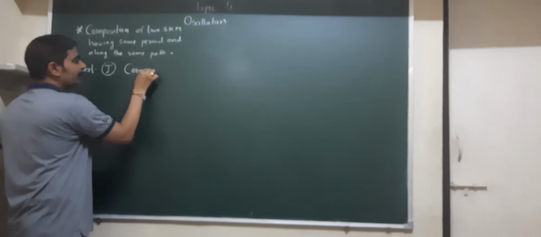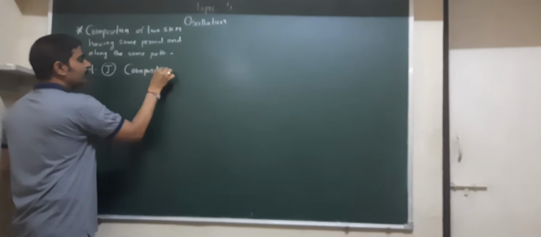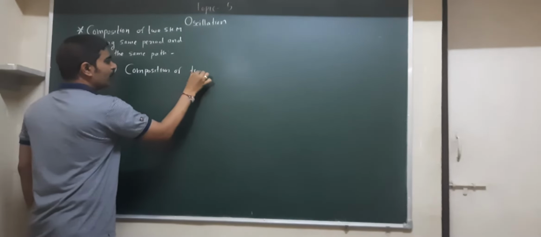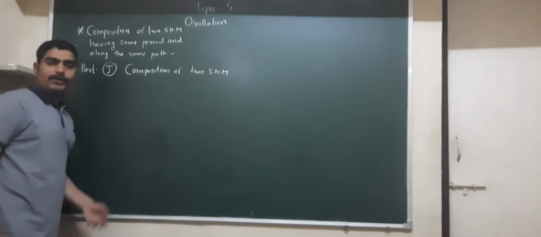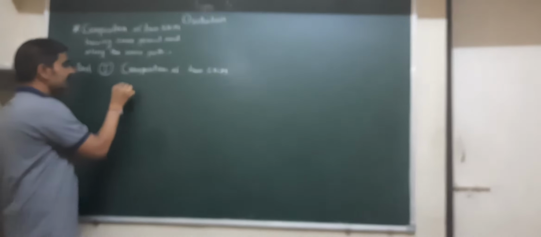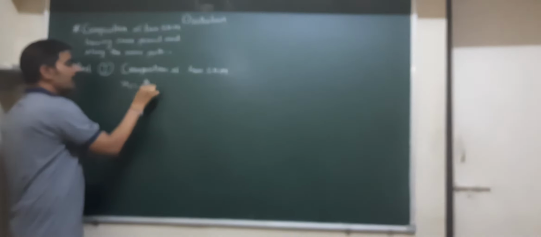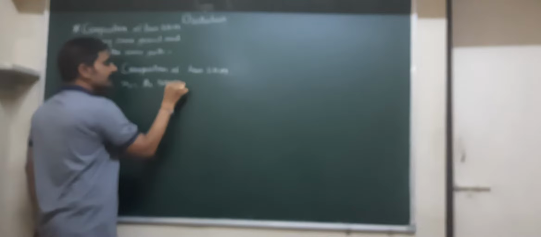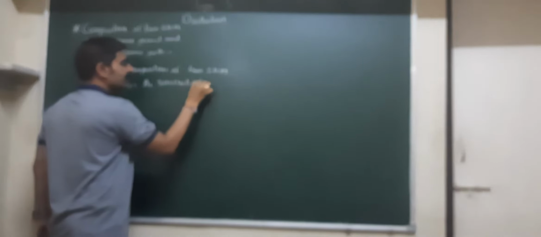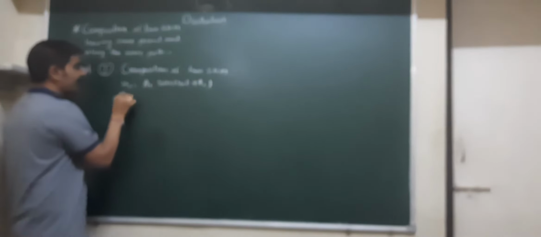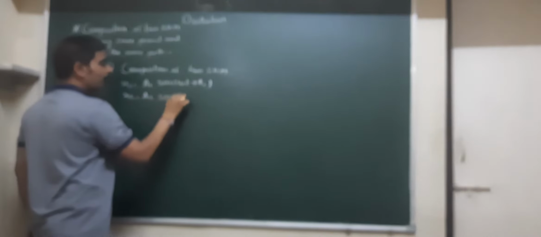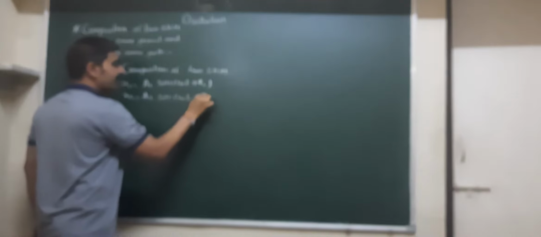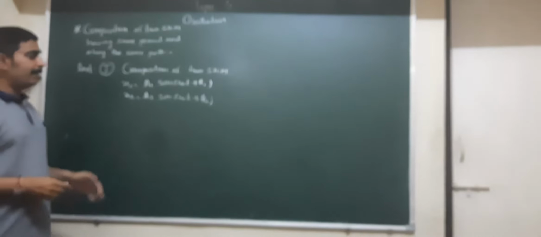the composition of two S.H.M. S.H.M stands for the simple harmonic motion. Let us consider x1 is equal to a1 sin(omega t plus phi 1) and x2 is equal to a2 sin(omega t plus phi 2). These are the two waves which are traveling along the same path.